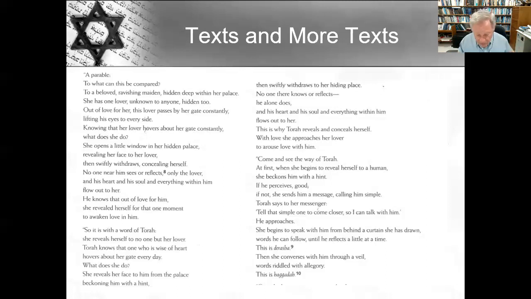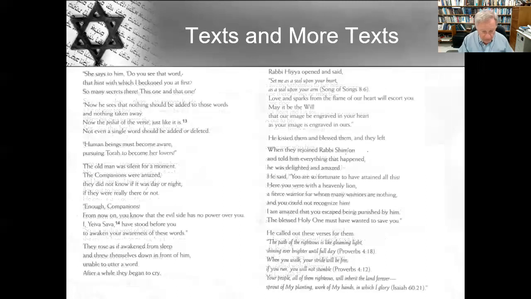Simple is pshat. Torah says to her messenger, tell that simple one to come closer so I can talk to him. He approaches. She begins to speak with him from behind a curtain she has drawn, words he can follow until he reflects a little at a time. This is drasha. Then she converses with him through a veil, words riddled in allegory. This is agadah. She says to him, do you see that word, that hint, which I beckoned you at first?